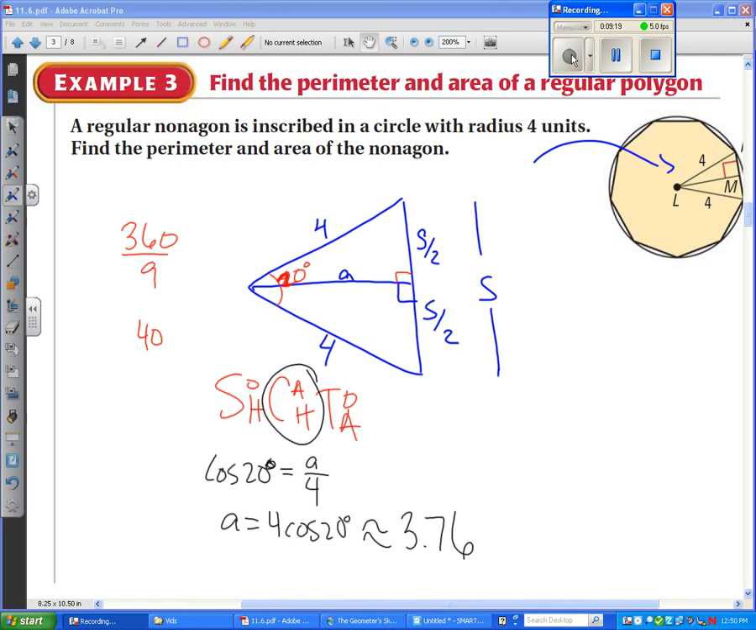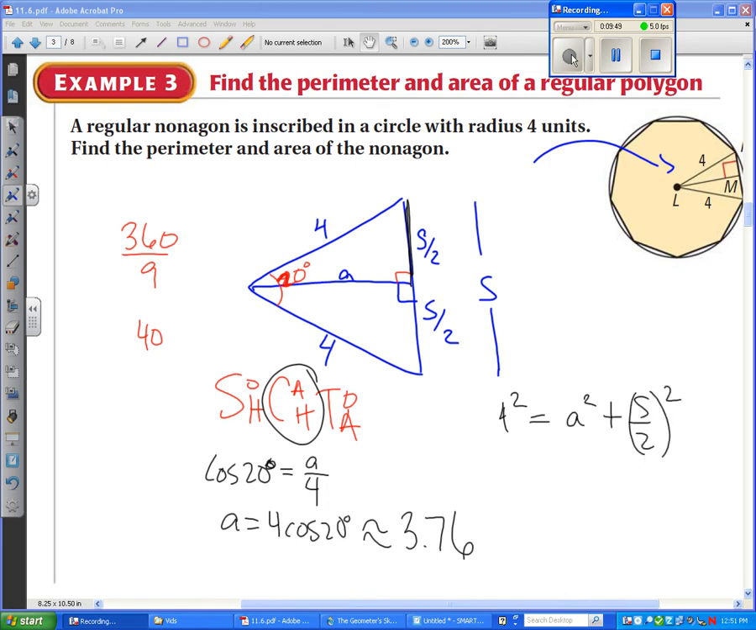That's the apothem. Now, in order to find the area and the perimeter, I'm also going to have to know the side length, noting that the side length divided by 2 is equal to one of these segments. At this point, I could use trigonometry, or I could use the Pythagorean theorem with the hypotenuse and A. I think I'm going to choose to do that, knowing that 4 squared is equal to A squared, which is roughly 3.76, but I'm going to leave it stored in my calculator, so I'm going to write A, plus the side length divided by 2 squared.